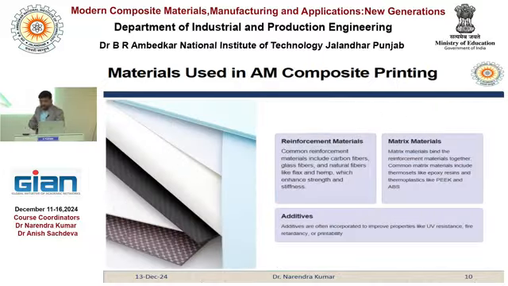So what are the different materials that can be used in AM composite printing? Reinforcement materials like carbon fibers, glass fibers and other fibers can be used. For the matrix material, we can use polymeric materials like ABS, PLA, PEEK and epoxy resins, right?